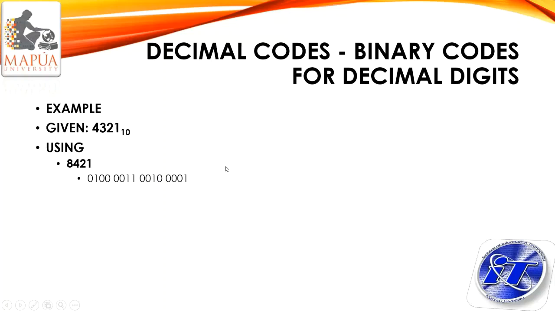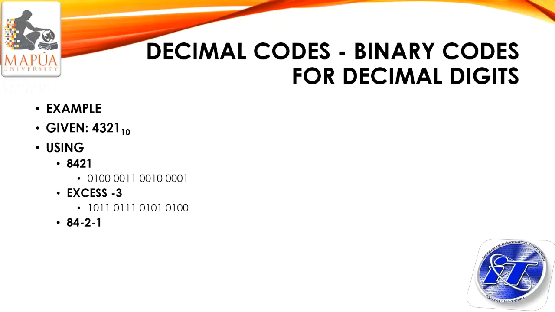How about if you use excess 3 to represent 4321? We just add 3 to each digit. So 4 plus 3 is 7, 3 plus 3 is 6, 2 plus 3 is 5, and 1 plus 3 is 4. And the sums will be used for our coding using 8421 notation. So this will be the result.